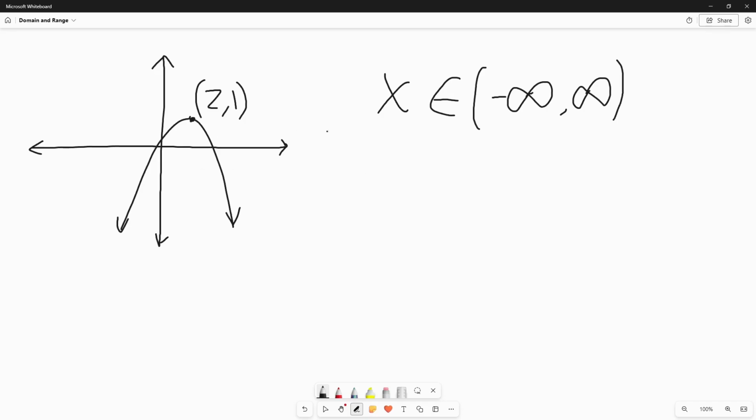And for the y values, the range, the y value can be anything under 1, because everything under 1 can go to -infinity, but nothing over 1 exists. But it also touches 1. So this means that y exists in parentheses -infinity, 1, square bracket, because 1 is included.